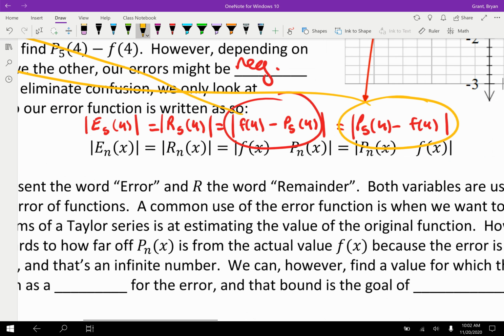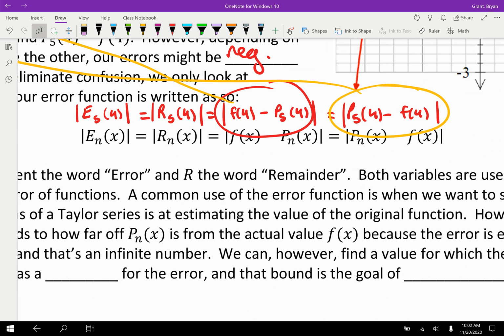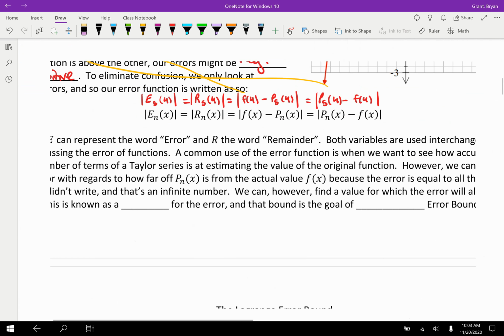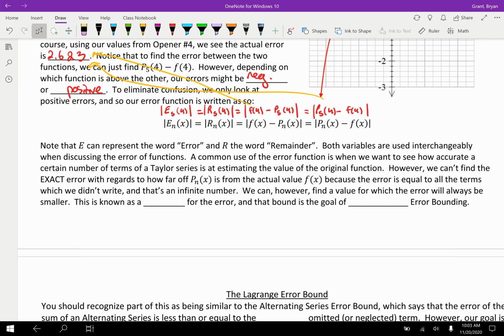Now we generalized it using x and saying we could have an error function, which is just find any value of x, plug it into each of these, and that will find the error at that value of x. Okay. Error and remainder are used interchangeably when discussing the error of functions. A common use of the error function is when we want to see how accurate a certain number of terms is. However, we can't find the exact error with regards to how far off p of n is from the actual value, because that error is equal to all the terms that we didn't write. And that's kind of a confusing concept. So I'm going to show you right now.